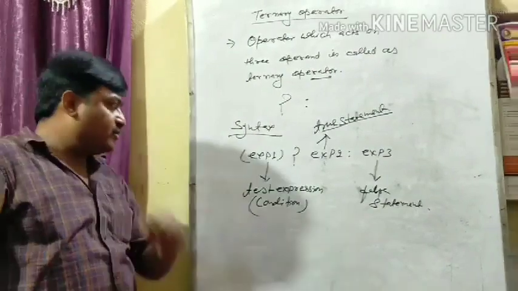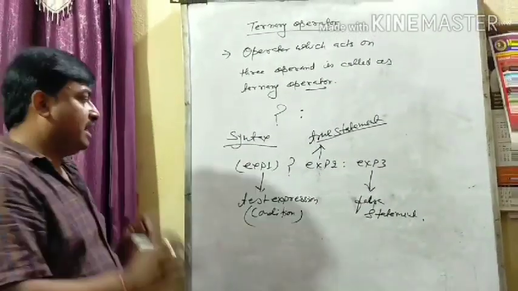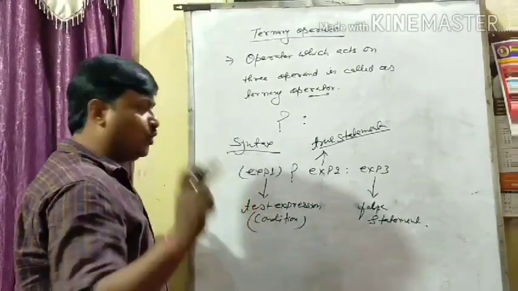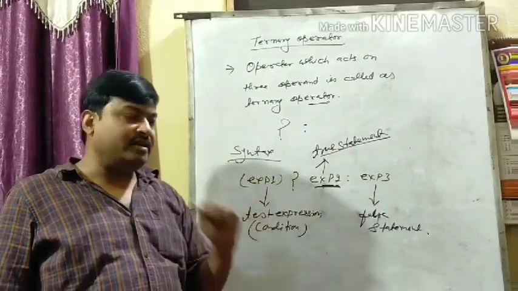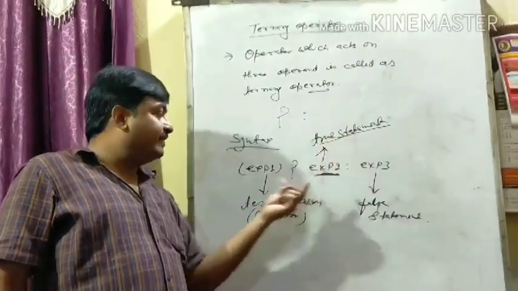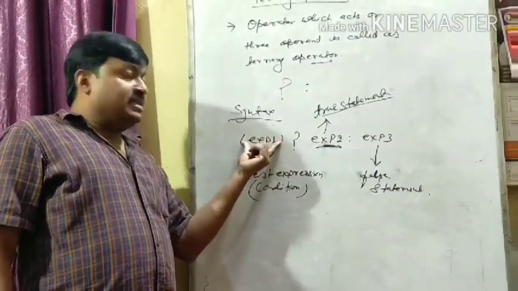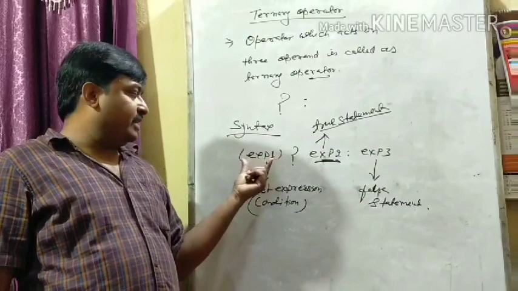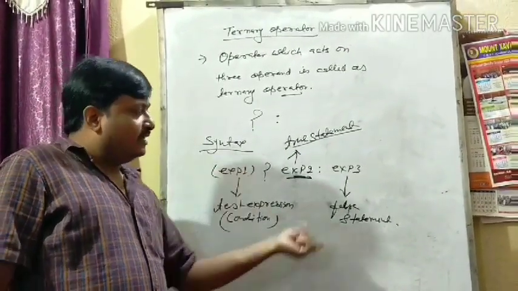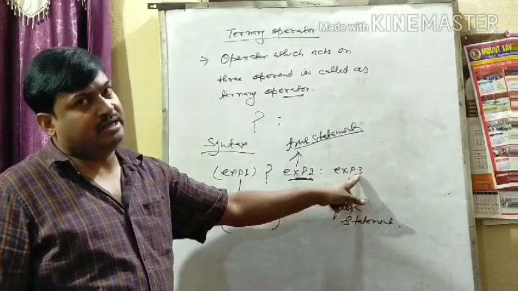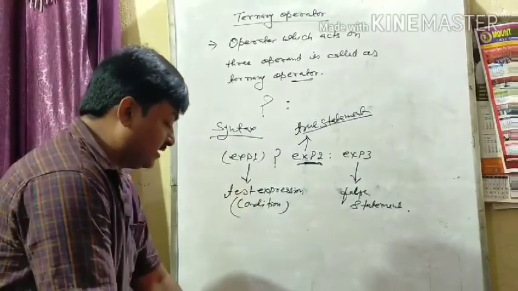So we know, student, a test expression gives two results, either true or false. If the test expression gives true, expression 2 will be executed because it is the true statement. If expression 1 evaluates to false, the false statement, that is expression number 3, will be executed. This is the execution of a ternary operator.